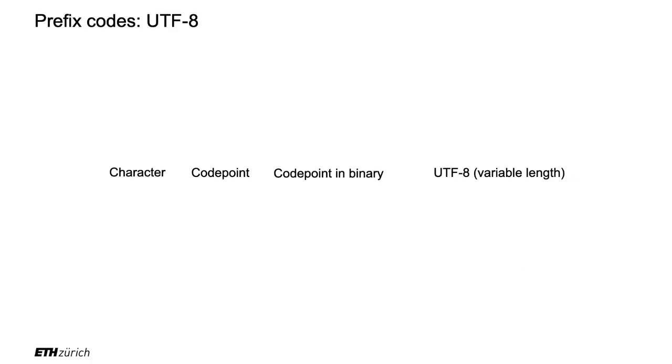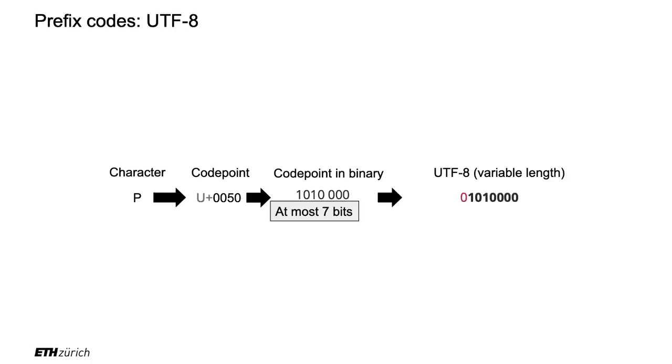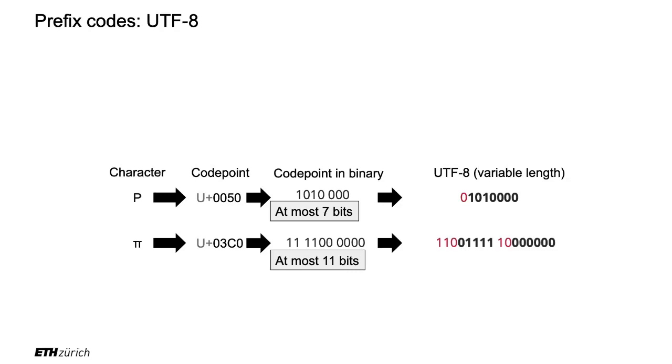UTF-8 is an encoding for Unicode characters, and that is variable. For example, if you try to encode a character that has at most 7 bits, then you can encode it in just 8 bits. You put a 0, right? And then the 7 bits of the character. So you see that if it is an ASCII character, then that's 8 bits, that's 1 byte, 1 packet. Pi needs less, at most 11 bits, right? So this is a more complex character.